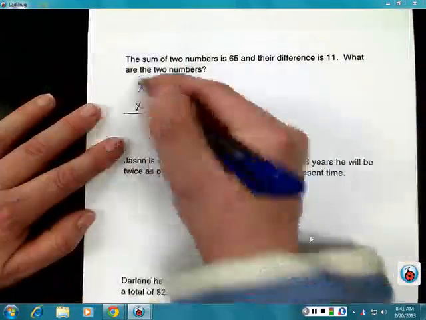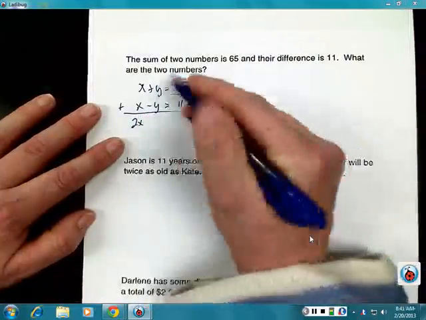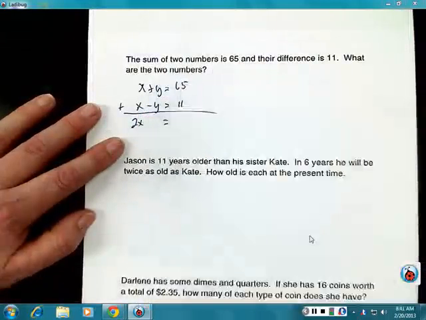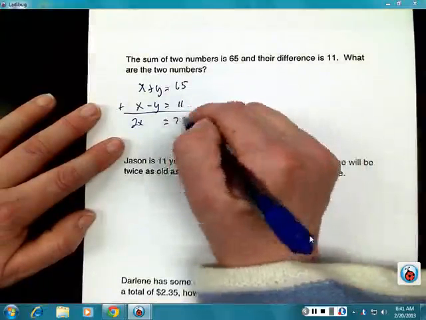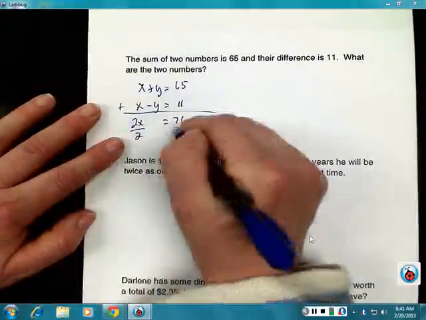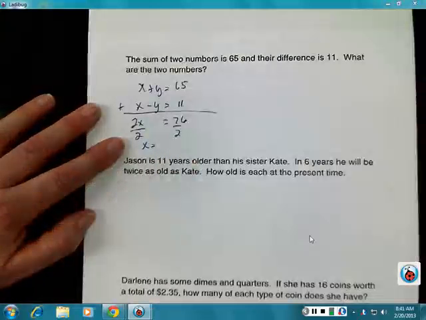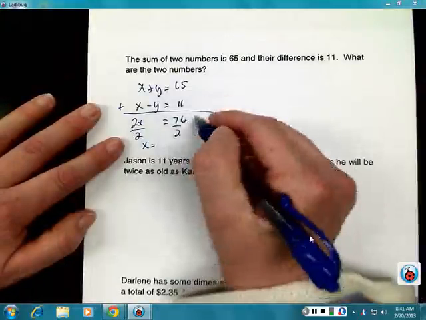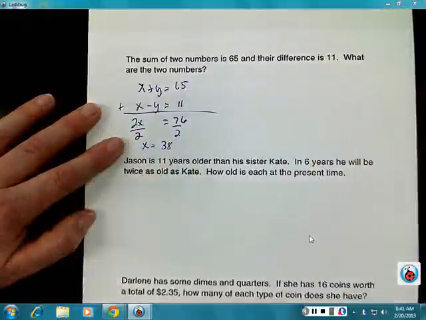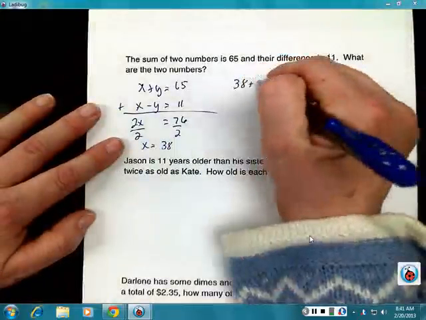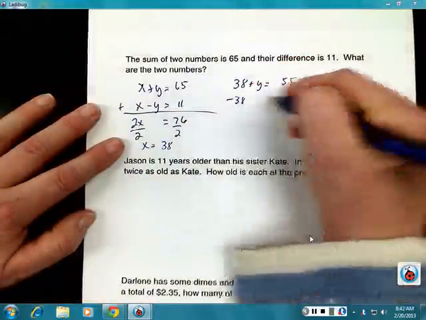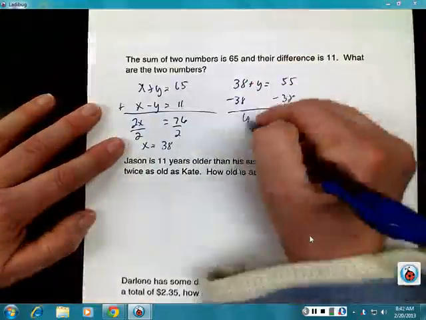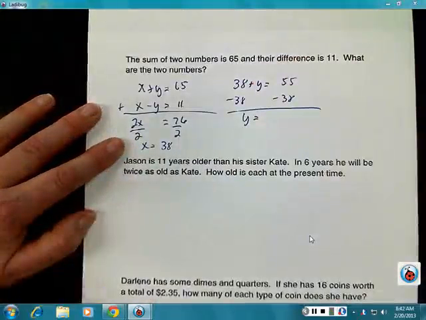So x plus x is 2x. Y's are gone. 65 plus 11? What does that give me? Divide by 2. So I find one number is 38. So what's my other number? So 38 plus y equals 65. Subtract 38. And I find y is equal to, what's y going to be?